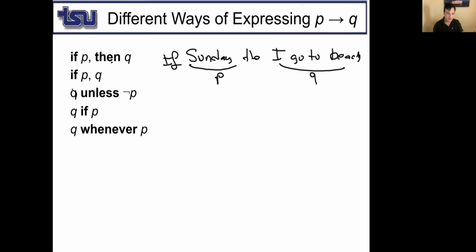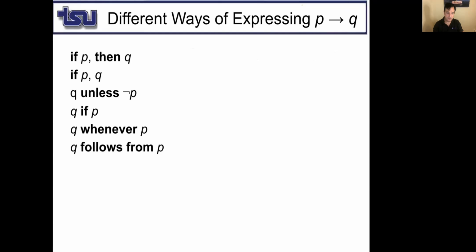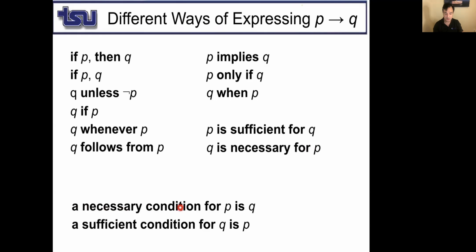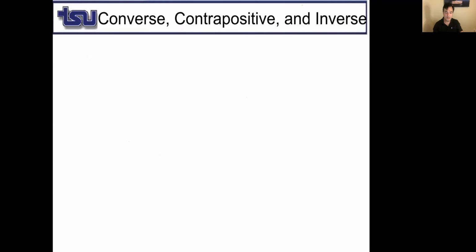Q if P, Q whenever P. These are different ways of expressing P implies Q. Q follows from P, or P implies Q. P only if Q, Q when P. This is important. P is sufficient for Q. In order for me to go to the beach, it is sufficient that it is Sunday. Q is necessary for P. Okay. Q is necessary for P, or you can say a necessary condition for P is Q, a sufficient condition for Q is P. These are all equivalent ways of saying that P implies Q. Okay. This is important.